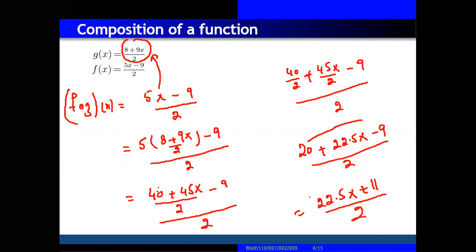This is actually the composition of f with g. Last answer. If you can simplify, you can simplify. If not, this is the end of your question. This is the end of your problem. Clear, guys? Should I find g with f?